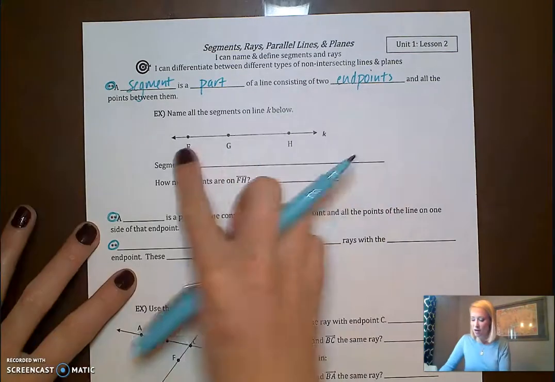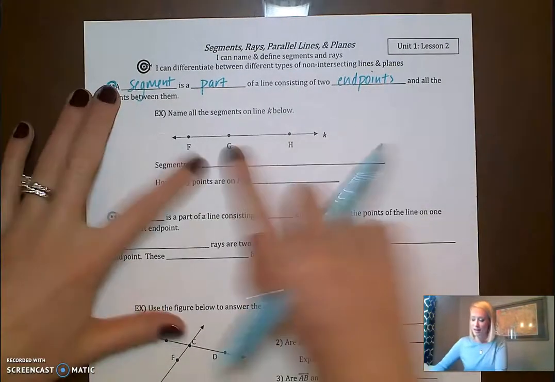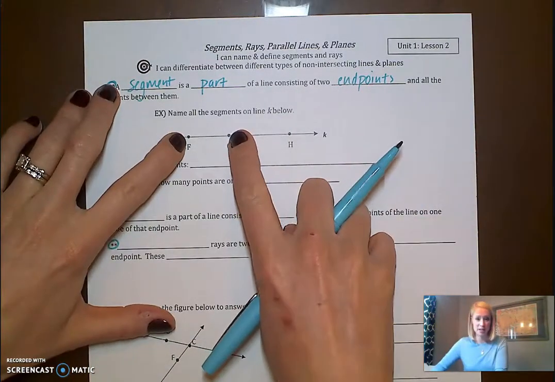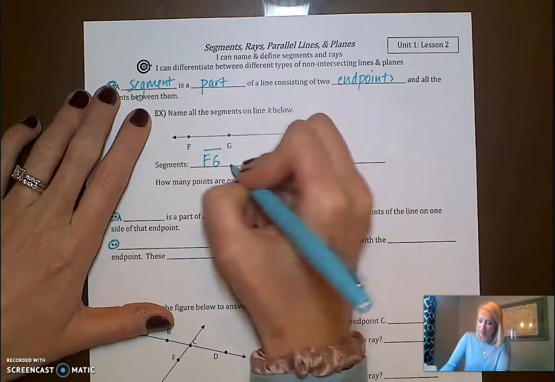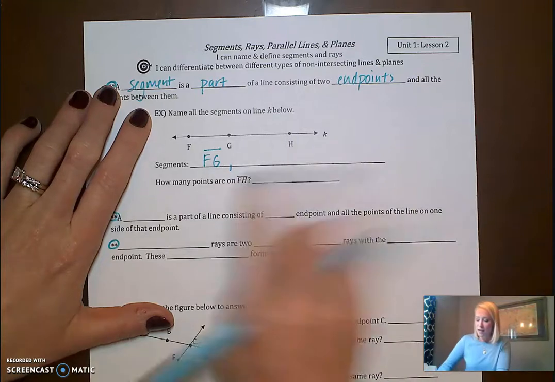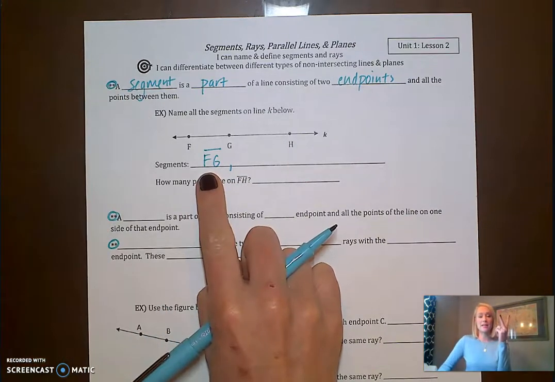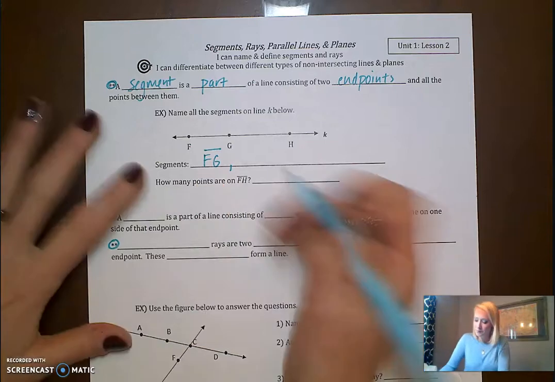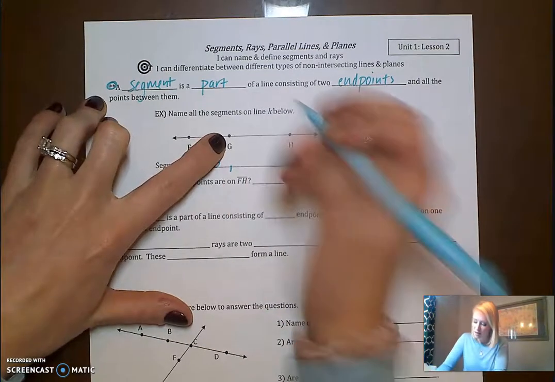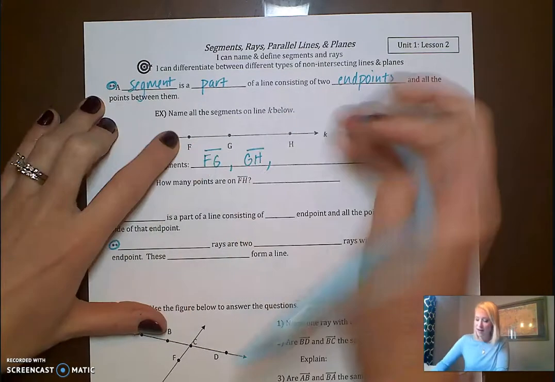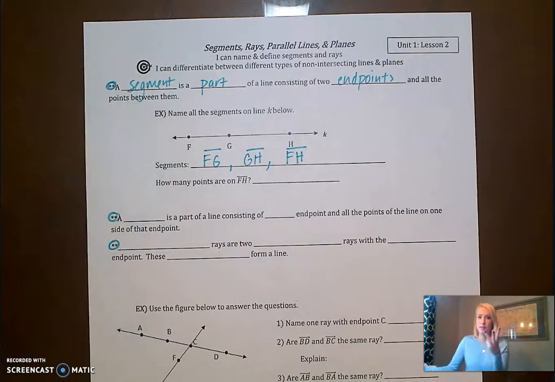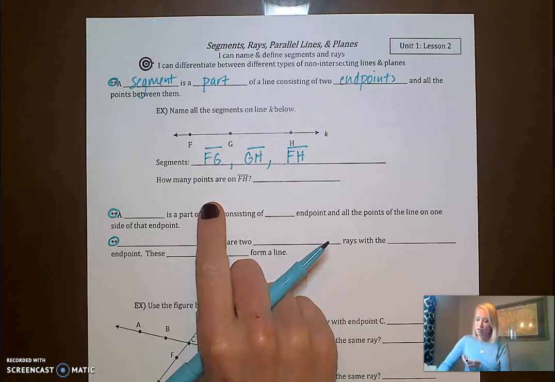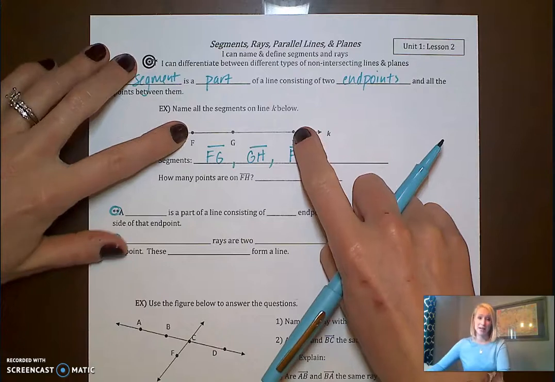So if I named all the segments on this line K here, I would have FG from here to here, with the little line segment symbol above it. If you flip-flop that and say GF, that means the same thing. I also have GH, and then I have from F to H, so we'll call that FH. 3 line segments. Now, kind of a weird question, how many points are on line segment FH?